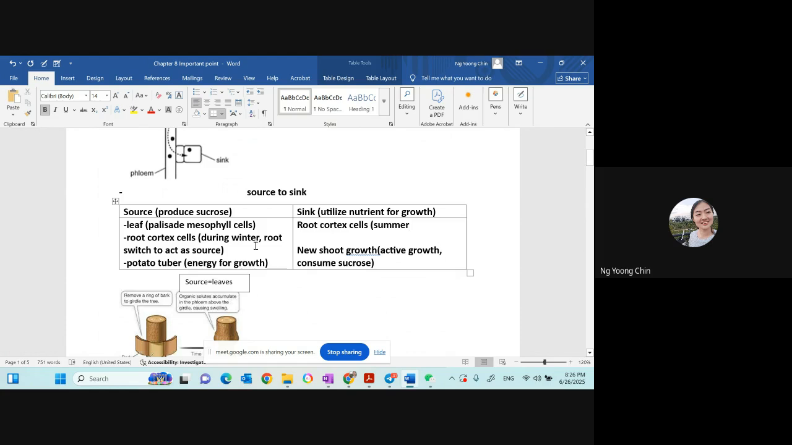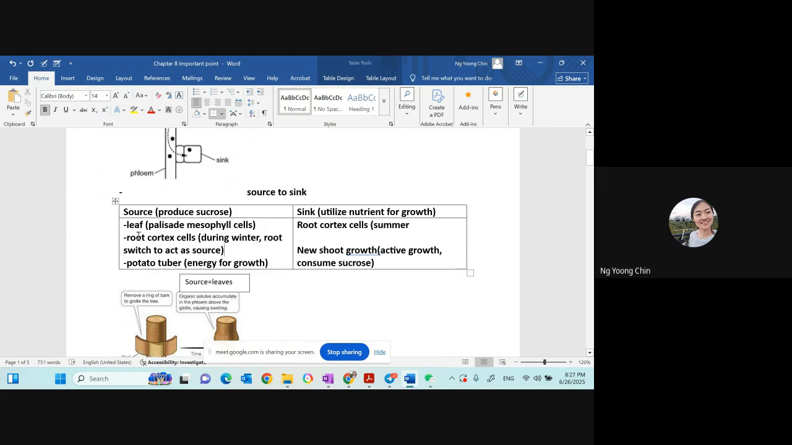But during winter time, the plant is unable to do photosynthesis because they are lacking sunlight. But the plant still needs to survive, right? Even if they are unable to perform photosynthesis to get their food, they still need to survive. So what they do is directly break down the food, the energy from their storage organs, which is the root cortex cell. So during the winter time, the root cortex cell itself will become a source.